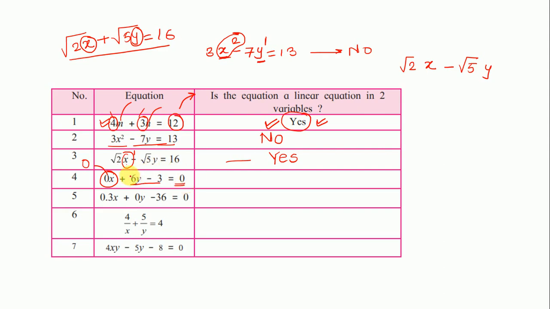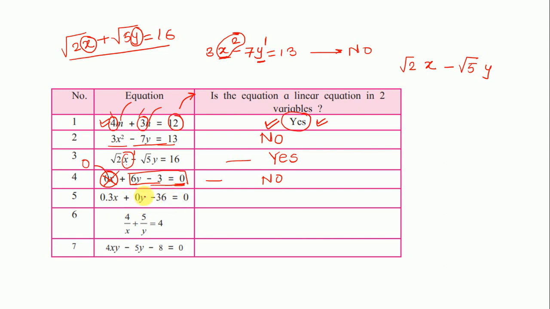Because it is a linear equation, no doubt, but it is a linear equation in one variable, not two, because the x term gets cancelled because of this 0. So we can't say it is a linear equation in two variables. The comment will be no, it is not a linear equation in two variables, but it is a linear equation in one variable. Then equation number 5, 0.3x plus 0y minus 36, the same case.